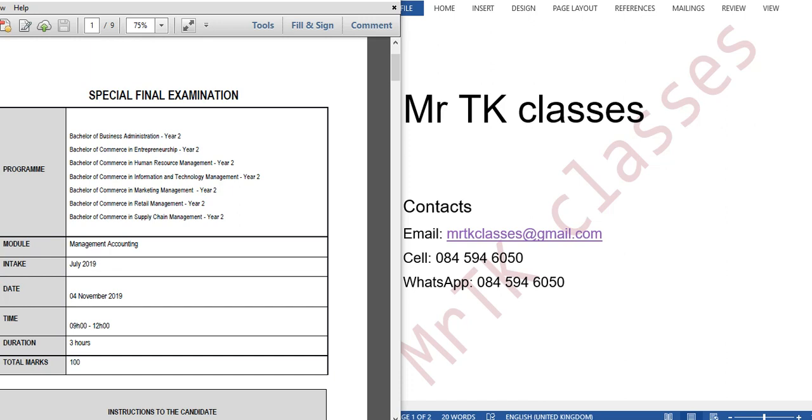Good day, students. So today we are doing a question about Debtors Collection Schedule. We are taking it from this question paper, the special final examination, for the intake of July 2019, and the paper was written on the 4th of November 2019.